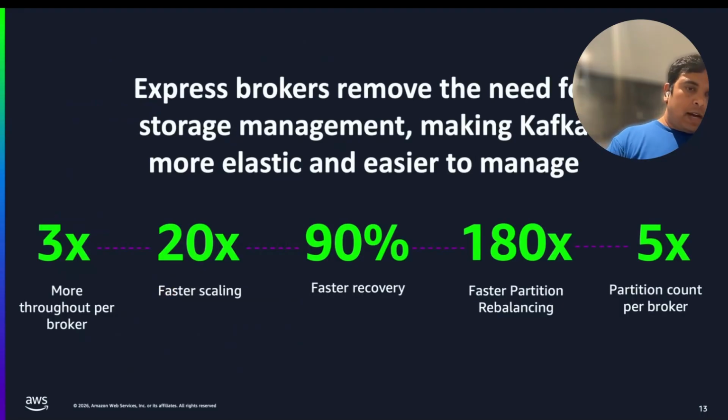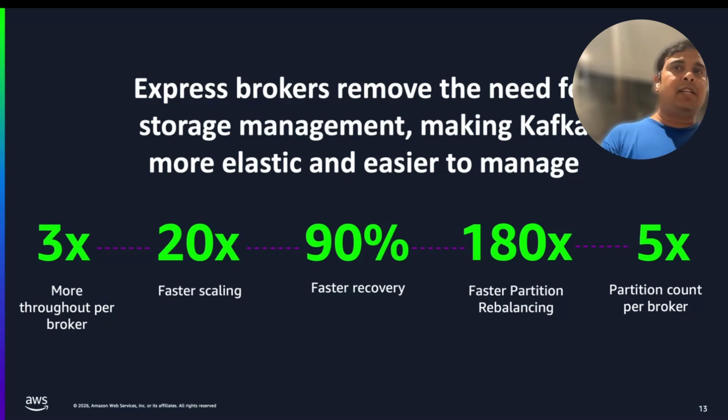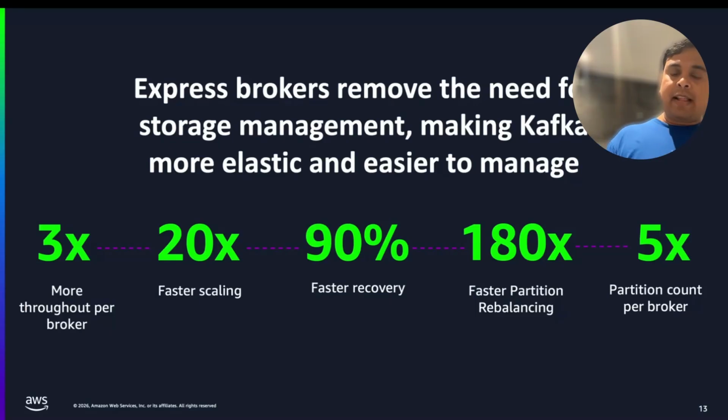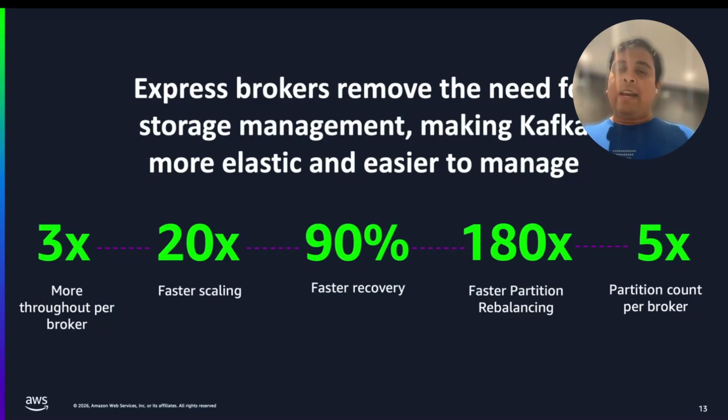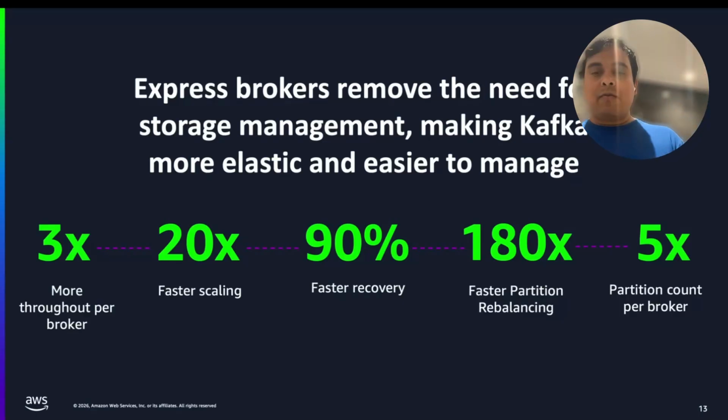Just to put some numbers: you get 3 times more throughput per broker in MSK Express brokers. Your scaling is 20 times faster, which means you can scale your Kafka cluster in minutes to respond to gradual increases in traffic. Your brokers can fail at any point of time, in unprecedented scenarios, and that can happen. The question is how fast you can recover, and you can recover 90% faster compared to a standard broker or a self-managed Kafka cluster. And you get faster partition rebalancing, which is 180 times faster.